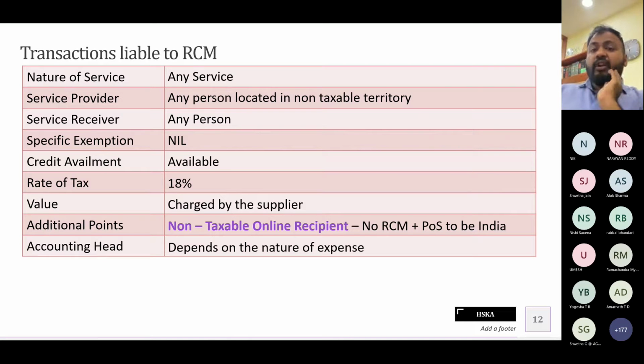Second, if you are a non-taxable online recipient, that means you are an individual, a non-taxable person, even there you are not required to pay tax under reverse charge mechanism. There, a new concept called online information database access retrieval services, OIDAR, will come into the picture, where Google has to register in India and charge tax for all the people who have not given their GST numbers. So look at this. If Google renders services to you, you go to their page and start procuring their services, that is G Drive, they will charge you 130 plus GST. The moment you add your GST number, it will become 130, no GST.